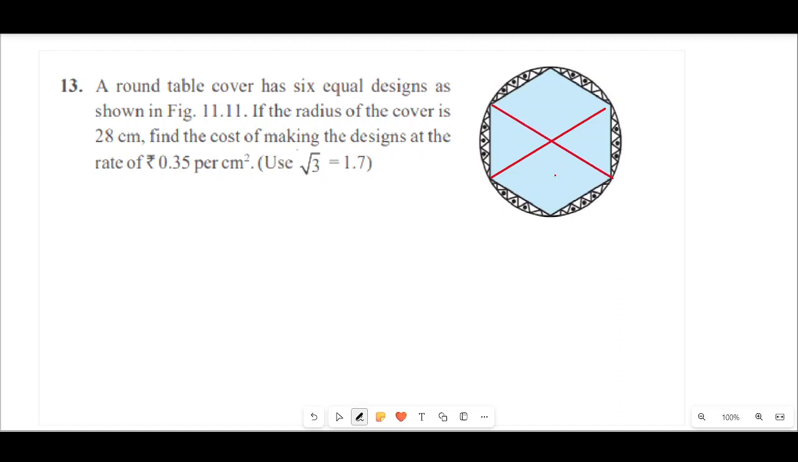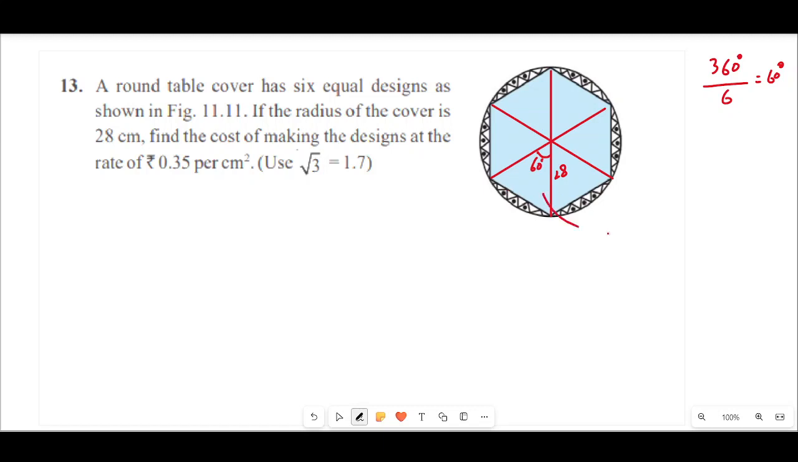So if 6 equal design, there is 360 degree. If we divide with 6, then we will get after dividing 60 degree. Clear? Now here how 60 come? 360 degree, because 6 equal parts, so after dividing we can get 60 degree. Now first, this is 28 centimeter is given that.